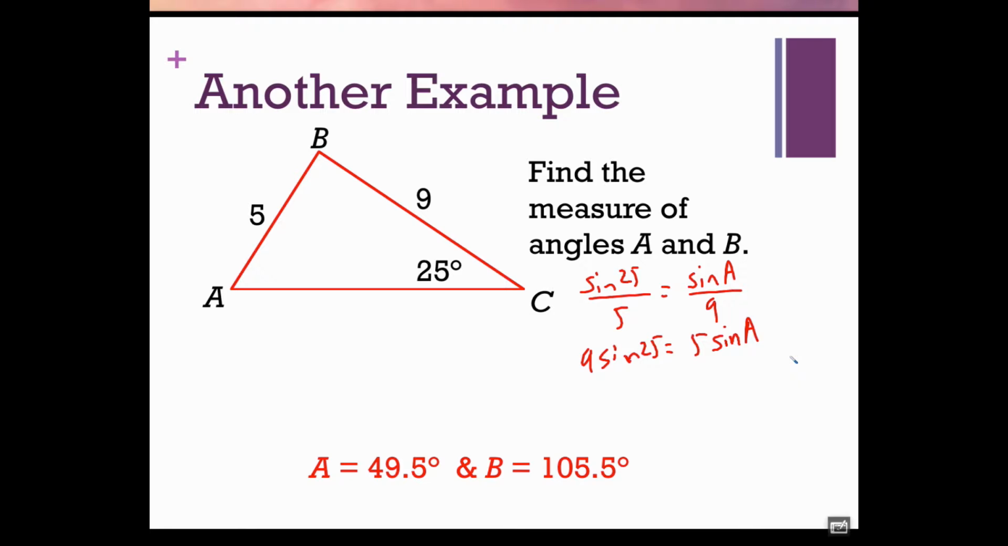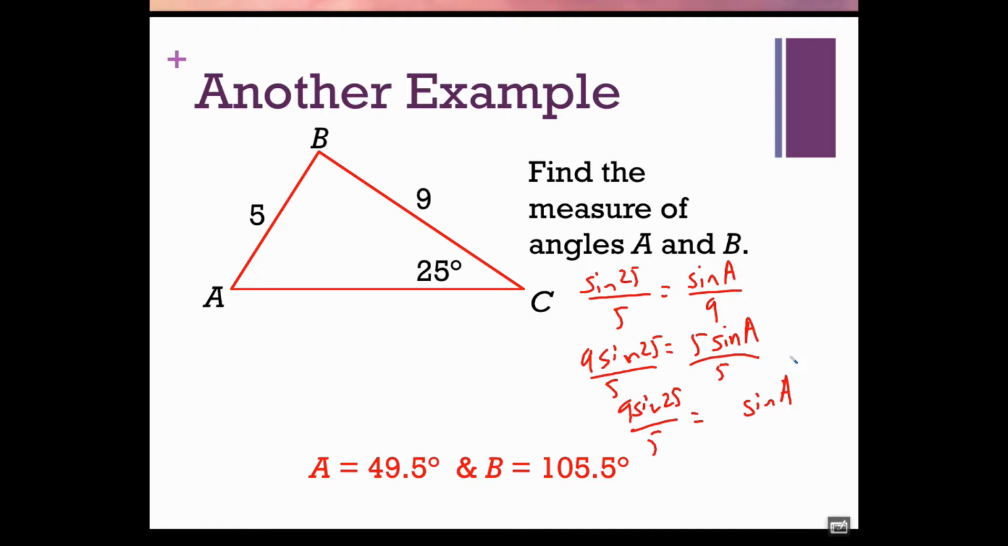I didn't know what to do. Should I have done the inverse? Not yet. What do you gotta do first? How do you get rid of that 5? Divide by 5. So 9 times the sine of 25 divided by 5 is equal to the sine of A.